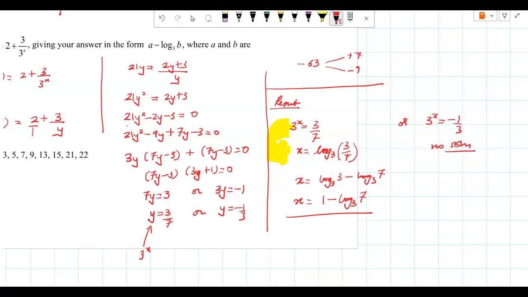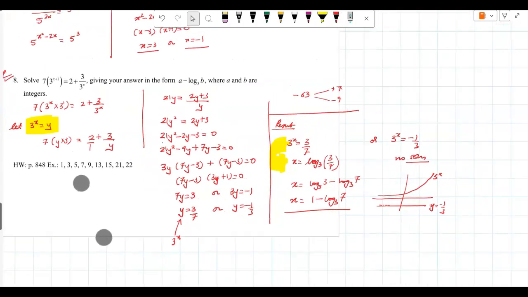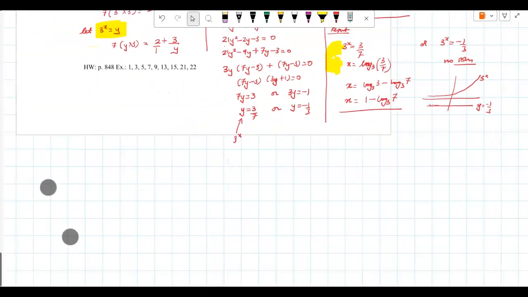Because what is 3 raised to x? This is a 3 raised to x exponential function. What is minus 1/3? Minus 1/3 is a line here, and it can't be negative. This means the graph and this graph don't intersect. So I was right, because it doesn't intersect. Yes, you're right, but this is how you have to check always. Don't just drop it there. Okay.